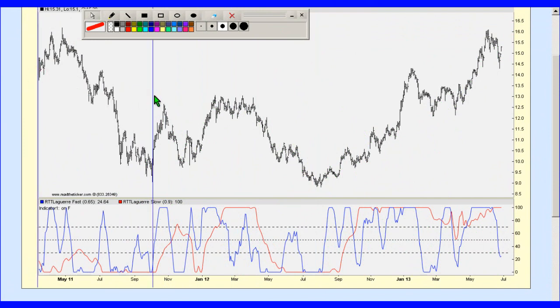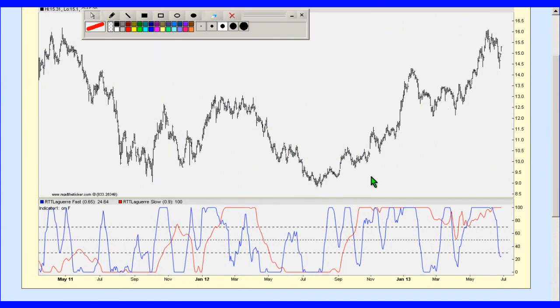So here's a bearish example of sell the rally. The Laguerre indicator spends most of the time below 30, the long one does, and the short one bounces up. So selling the rallies there actually works quite well.